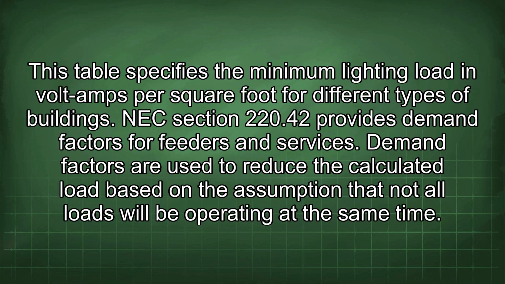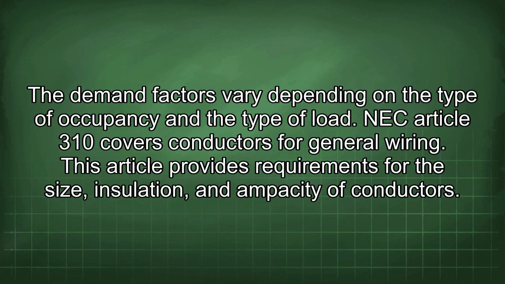This table specifies the minimum lighting load in volt-amps per square foot for different types of buildings. NEC Section 220.42 provides demand factors for feeders and services. Demand factors are used to reduce the calculated load based on the assumption that not all loads will be operating at the same time. The demand factors vary depending on the type of occupancy and the type of load.